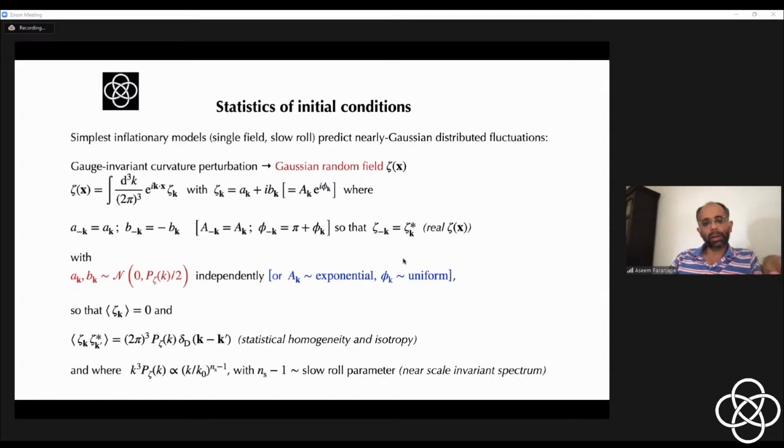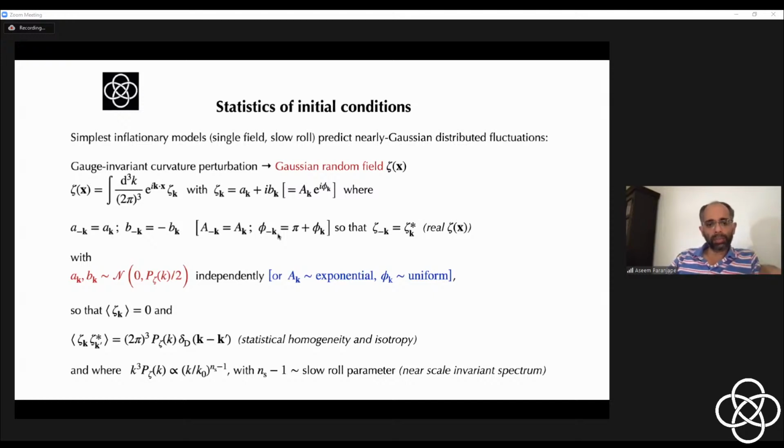In particular, if I look at zeta k, then I will find that zeta of minus k is nothing but the complex conjugate of zeta k. And that is how I will achieve a real zeta. So it will give you these particular conditions on the AKs and BKs, or capital A and phi.